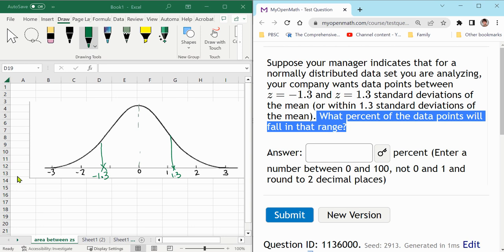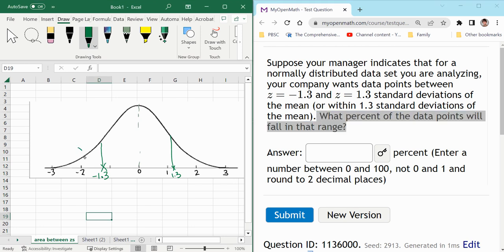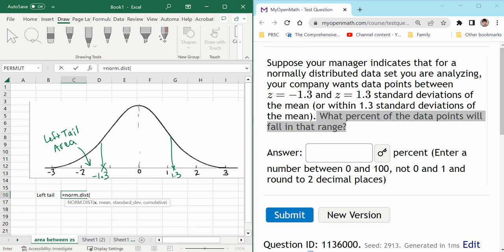The first one I mentioned is to find this left tail area here. We can do that just by looking it up in the negative z-score table, or we can even use technology. We can use norm.dist in Excel with -1.3 as the boundary, the mean of 0, since these are z-scores, and the standard deviation of 1, again, because it's a standard normal distribution, and then true for cumulative, as always when using the normal distribution function. So there is my left tail area.